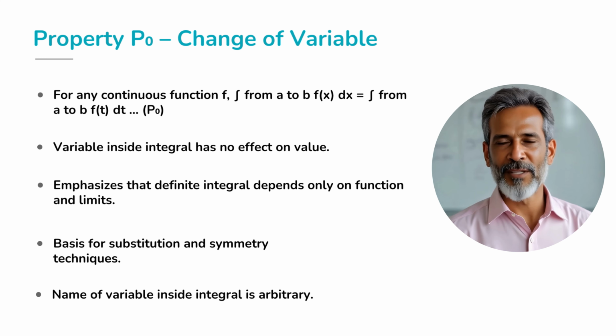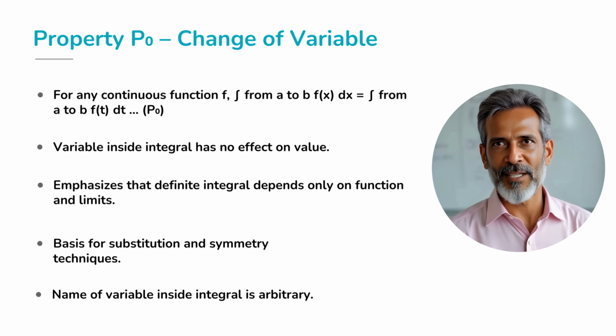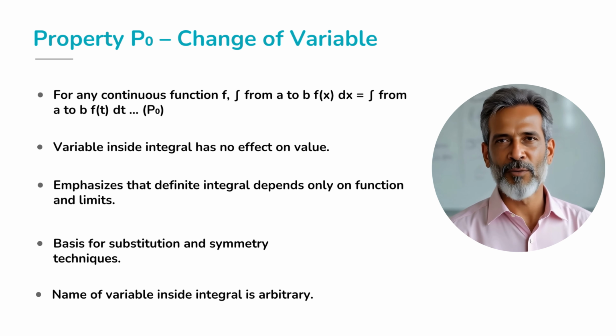First, property P0. It says the integral from a to b of f of x dx equals the integral from a to b of f of t dt. In words, the name of the dummy variable does not matter. Whether we write x or t or y inside, the value of the integral remains the same. This property is basic, but it's the foundation for substitution methods and many simplifications.